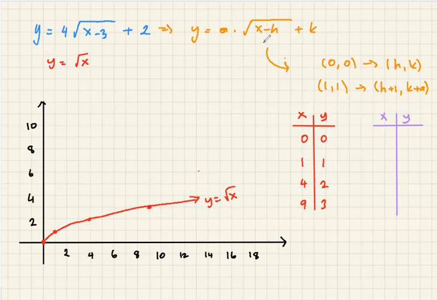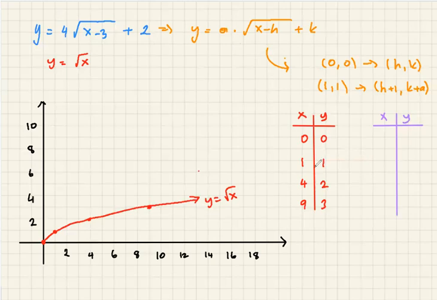Again, that is something I'd like you to explore on your own, but that's just a reminder for now. And then k will translate the function k units up or down. So in this case, 2 units up, because it's positive. Same thing, I'd like you to explore the effect of a on your own as well. I'm assuming you have some background on that.